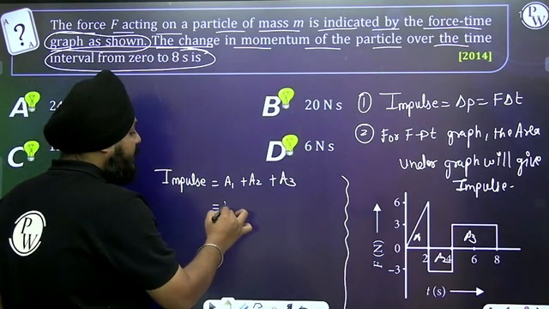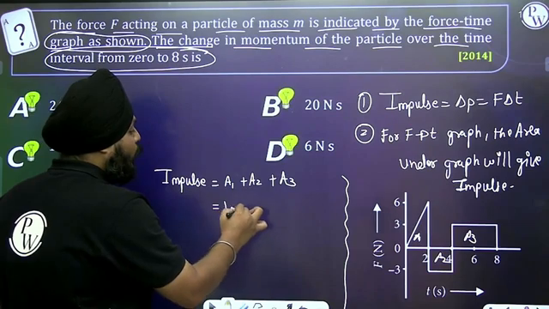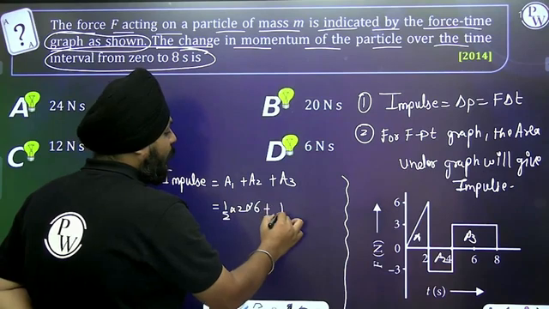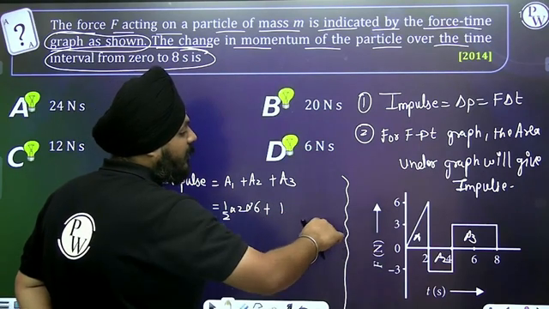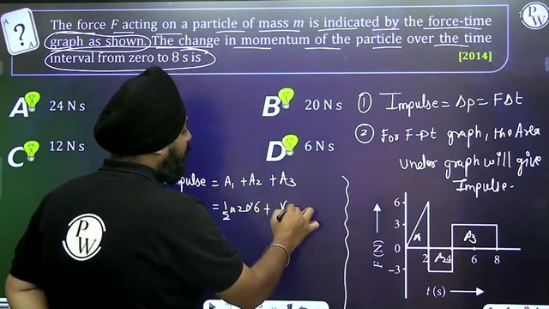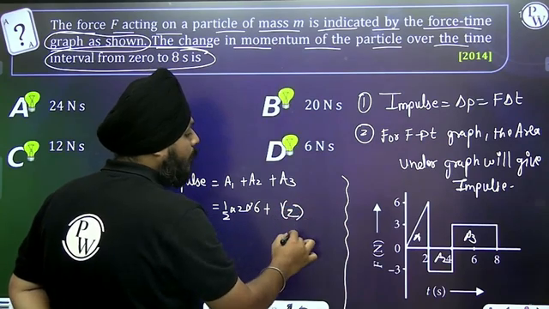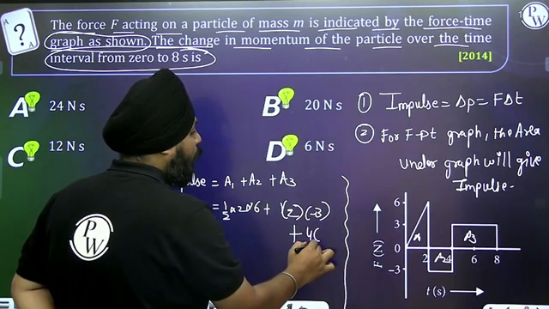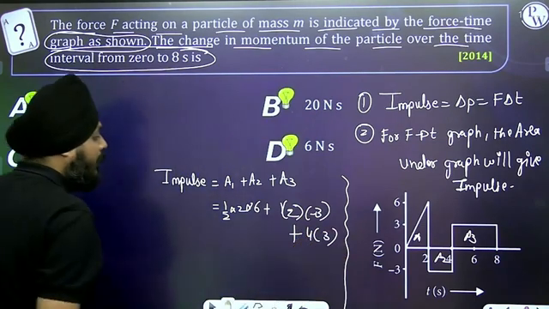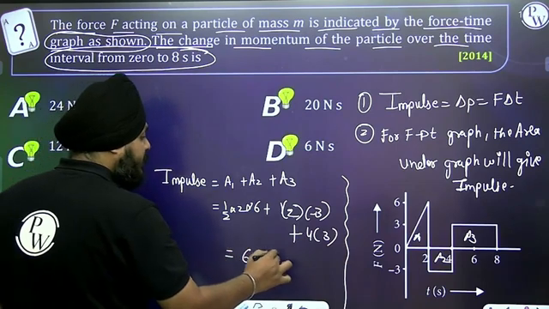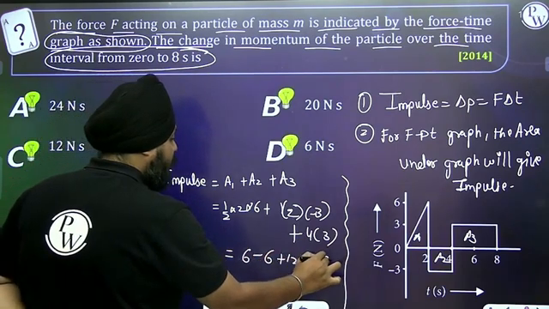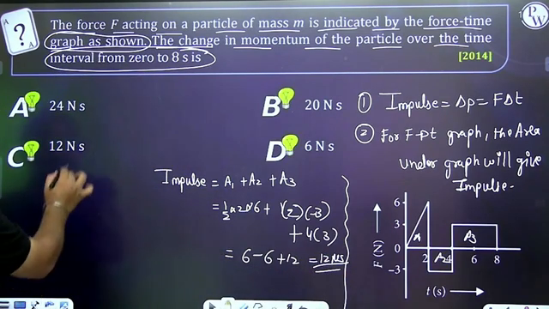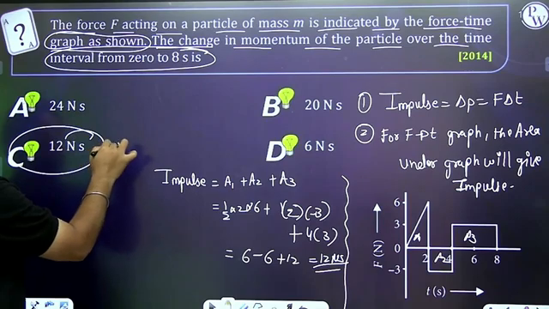What is A1? That is equal to half into base 2 into altitude 6, plus A2, that is 2 into minus 3, plus that area, which is 4 into 3. So this is going to be 6 minus 6 plus 12. It is 12 Newton second. Right? 12 Newton second is the perfect answer for this specific question.